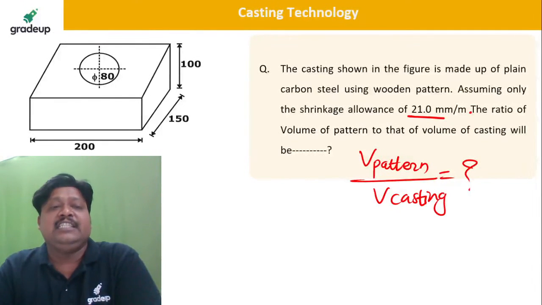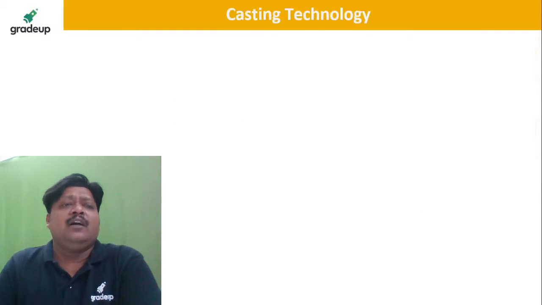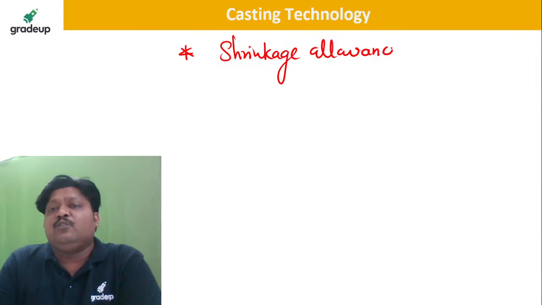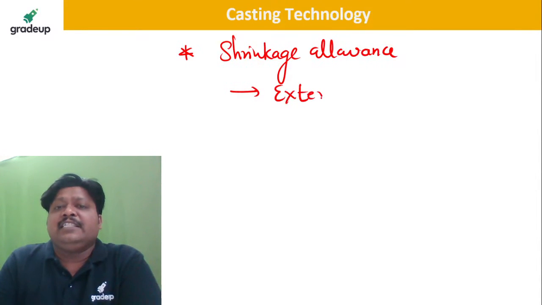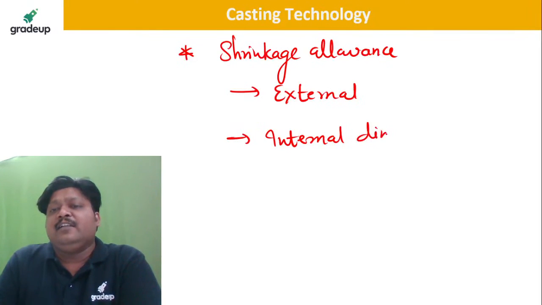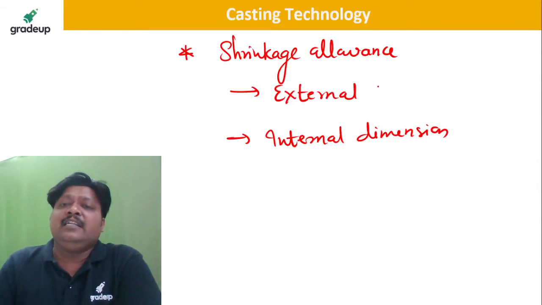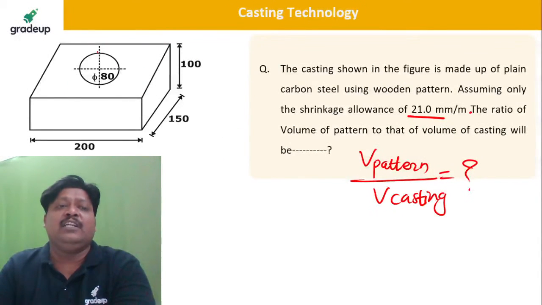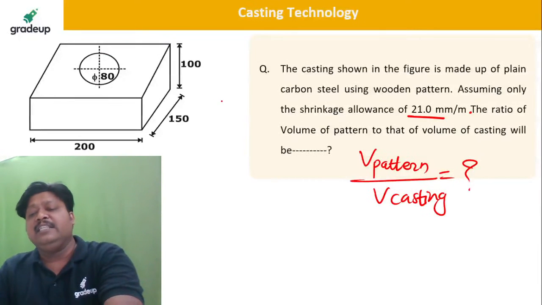Now dear students, a little bit I want to clear here. The shrinkage allowance definitely we are going to give on the external as well as the internal dimension. External dimensions, as you can see in this question, and you can see one bore is there in this slab. This is the internal dimension.